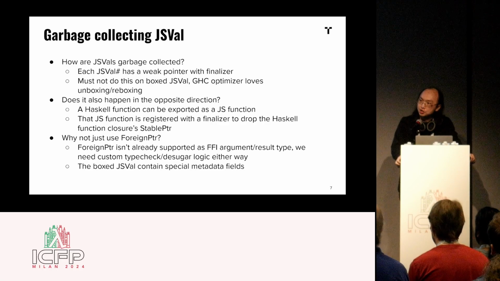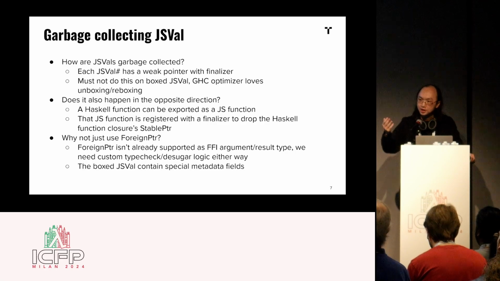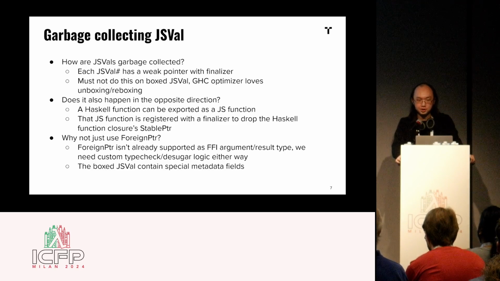Each JS val hash closure on the Haskell heap, we register a weak pointer with finalizers on it, so we can be sure that when no other Haskell objects are referencing this JS val value, the finalizer will be invoked sometime in the future. And then the JavaScript JS val manager will drop that mapping as well. And of course, the weak pointer must be registered on the unlifted JS val hash object. Otherwise, GHC optimizer is very good at doing worker wrapper transformations that does a lot of unboxing and re-boxing optimizations.